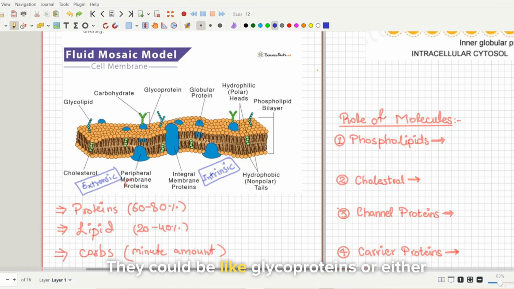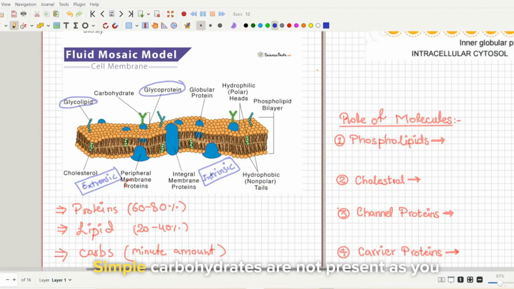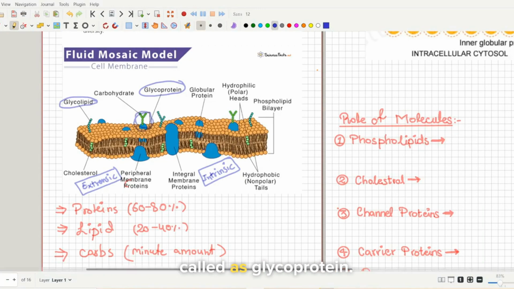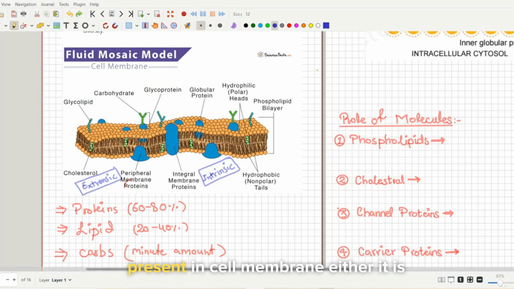They could be glycoproteins, or they could be combined with lipid and be glycolipids. Simple carbohydrates are not present. As you can see, the carbohydrate here is connected with a protein molecule, and as a whole it is called a glycoprotein. That means carbohydrate is not individually present in the cell membrane. Either it is attached to lipid or to protein, forming glycoproteins and glycolipids.